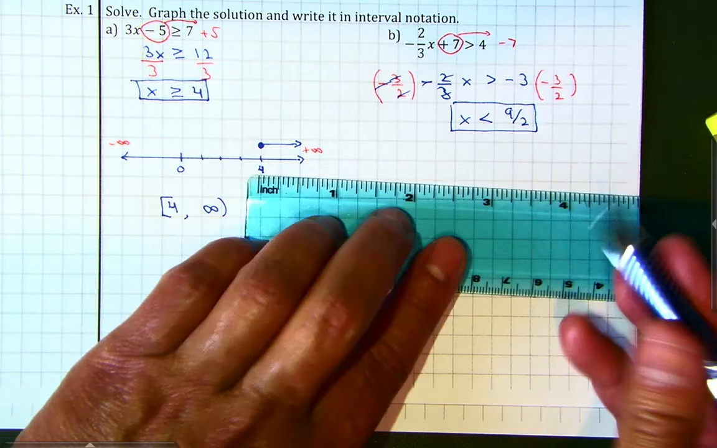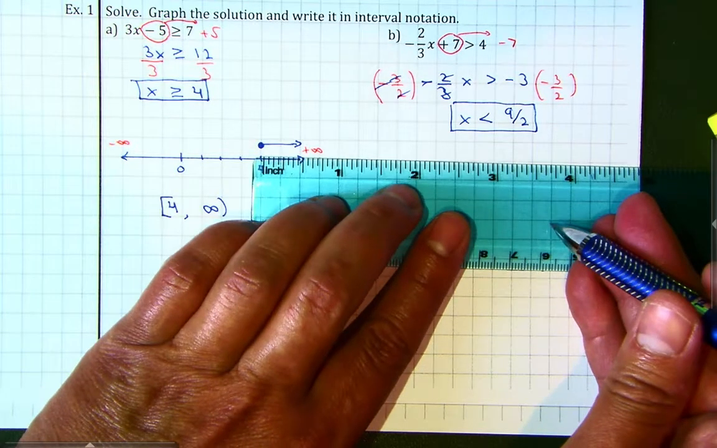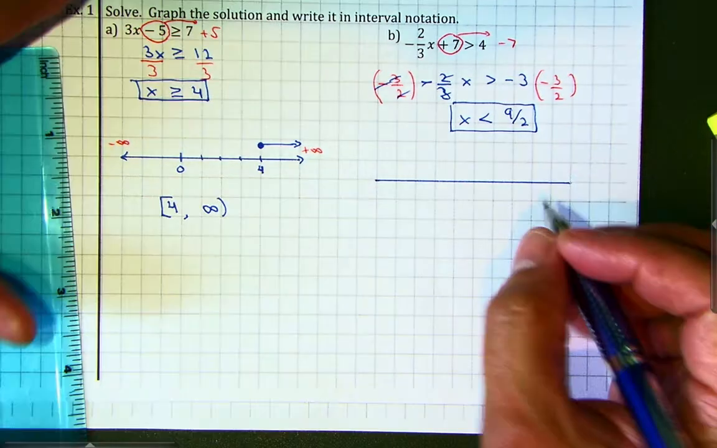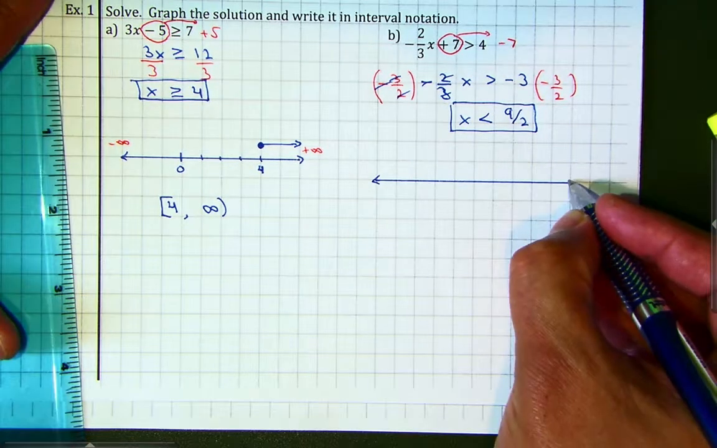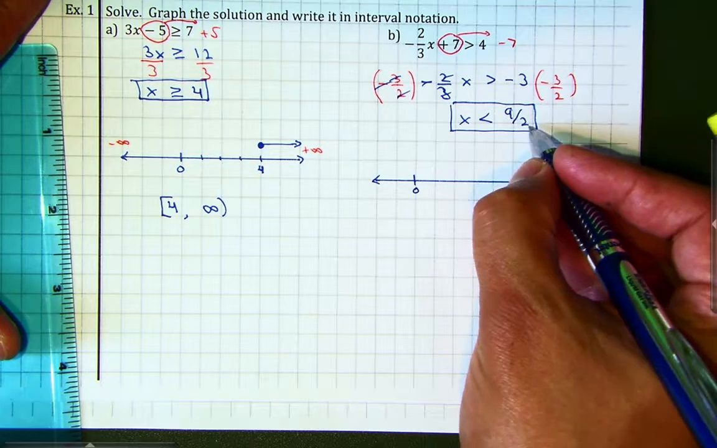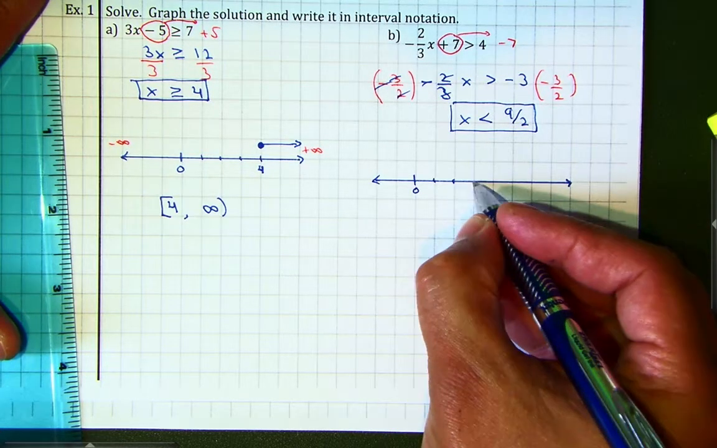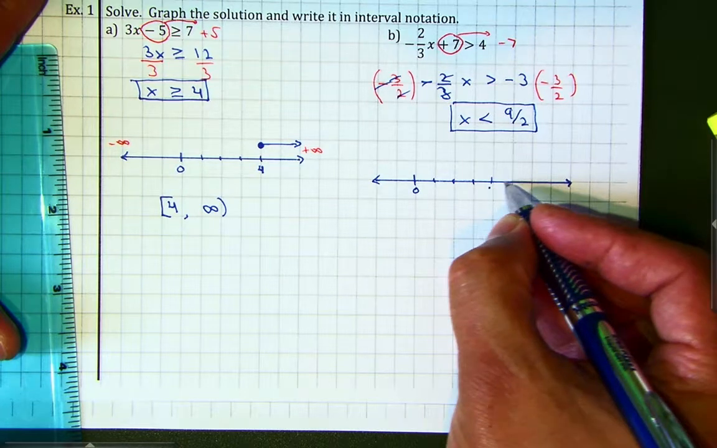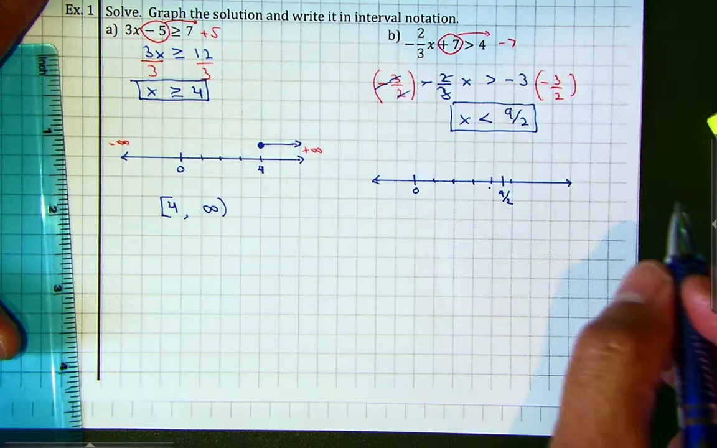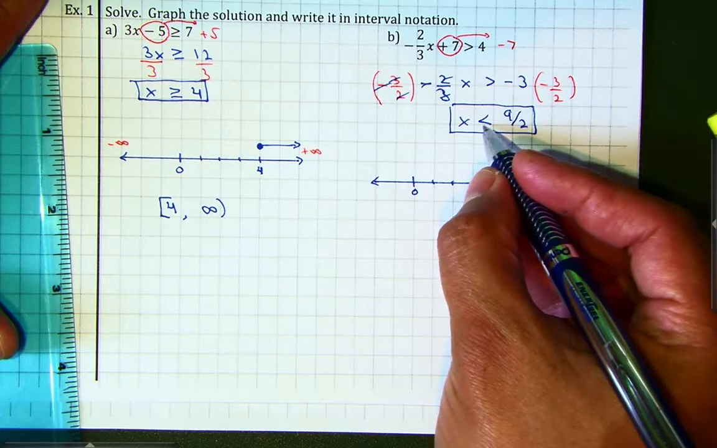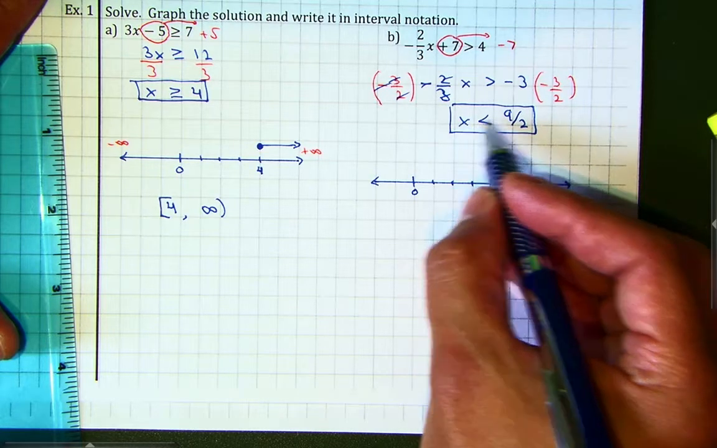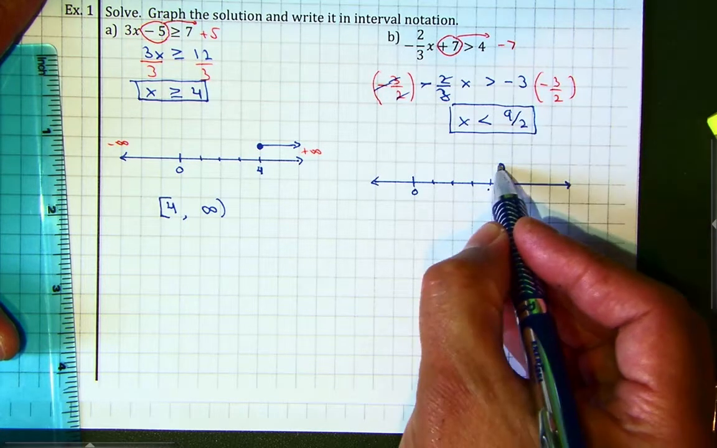So let me place a quick number line. I'm going to place my 0 here, since this is 4 and 1/2. 1, 2, 3, 4. This will be 9/2. This is 5. So therefore, is this going to be open or closed? It's going to be open. And all the values that are less than 9/2 are to the left.